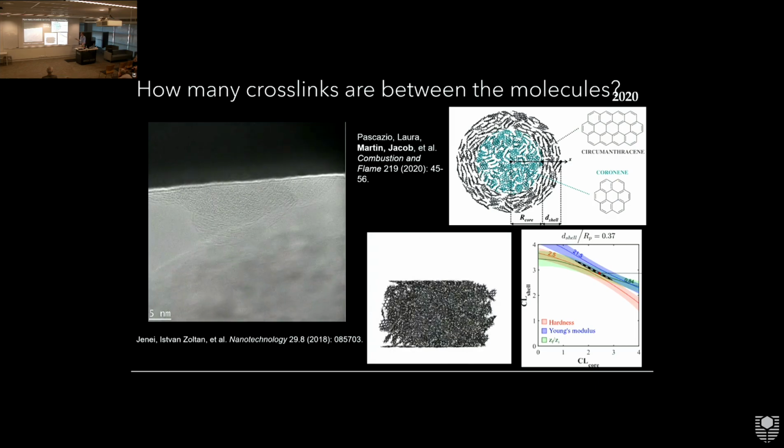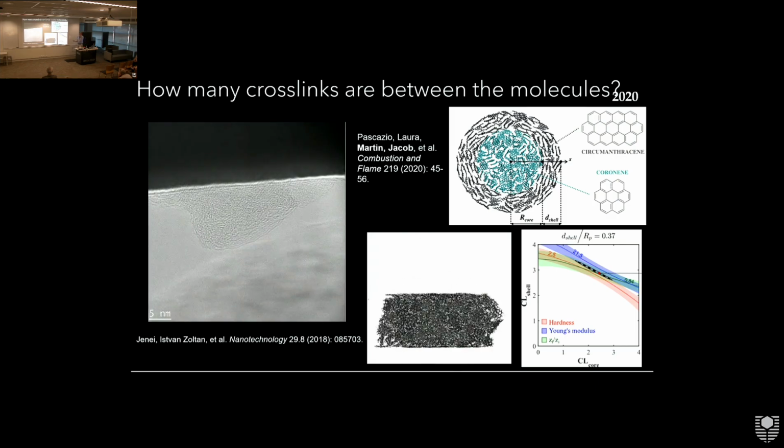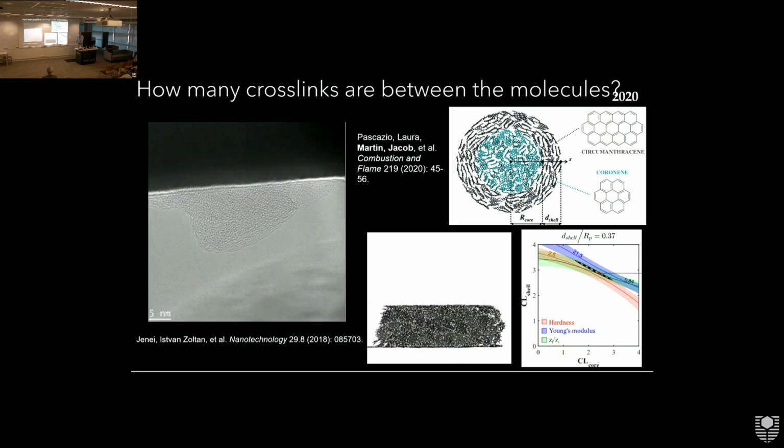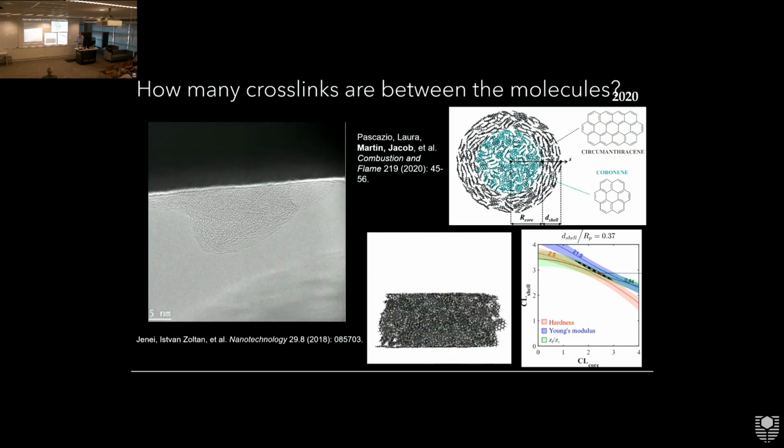Graphs indicate that if you were to squish it in your finger, it would feel like charcoal. It would feel really hard. It's actually a hard material. There's lots of cross-links.